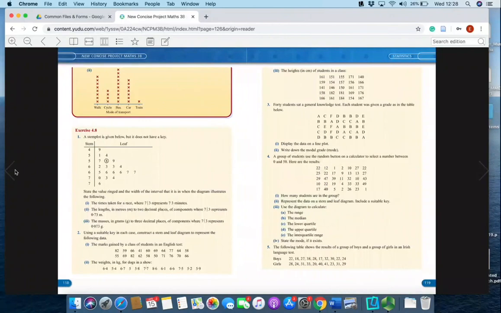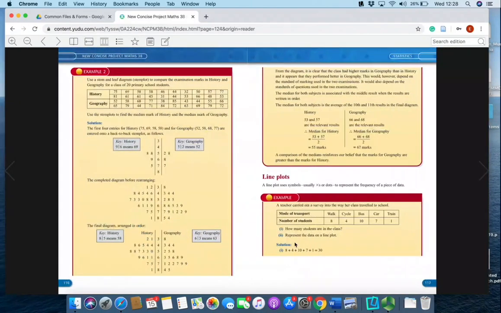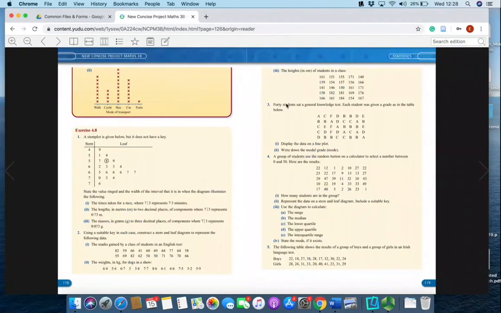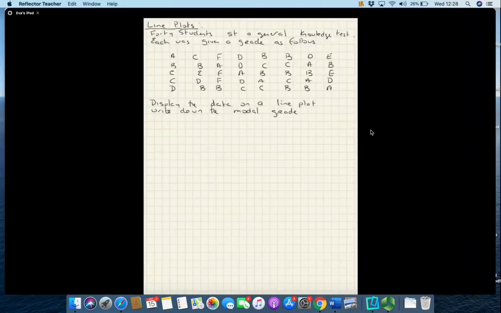Now the last one I'm going to do for you is a line plot. A line plot just takes data and uses symbols, either X's or dots, to represent the frequency of a piece of data. The one I'm going to do is question 3: 40 students sat a general knowledge test. Each student was given a grade in the table below. Display the data on a line plot, write down the modal grade.